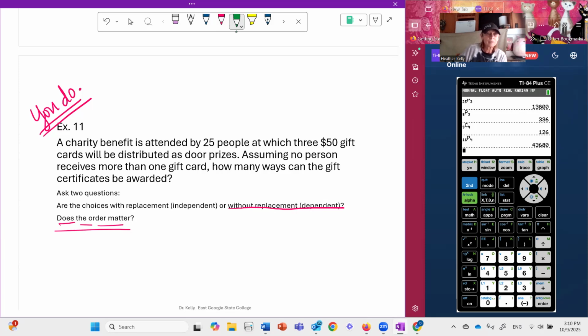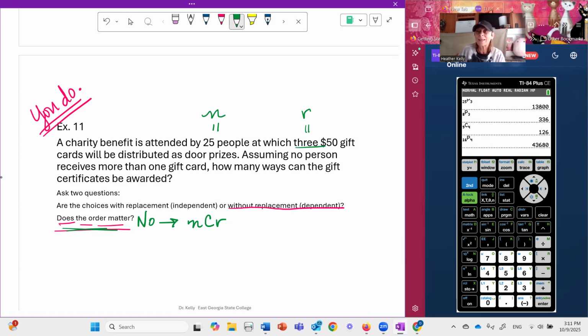All right, and let's first ask, does the order matter? Well, let's see here. A charity benefit is attended by 25 people, at which three $50 gift cards are distributed. So that is R, and they're the same. Does it matter if you got the first $50 gift card or the last $50 gift card? It doesn't matter. Does the order matter? No. And when the order does not matter, we're going to use the nCr. Order does not matter.